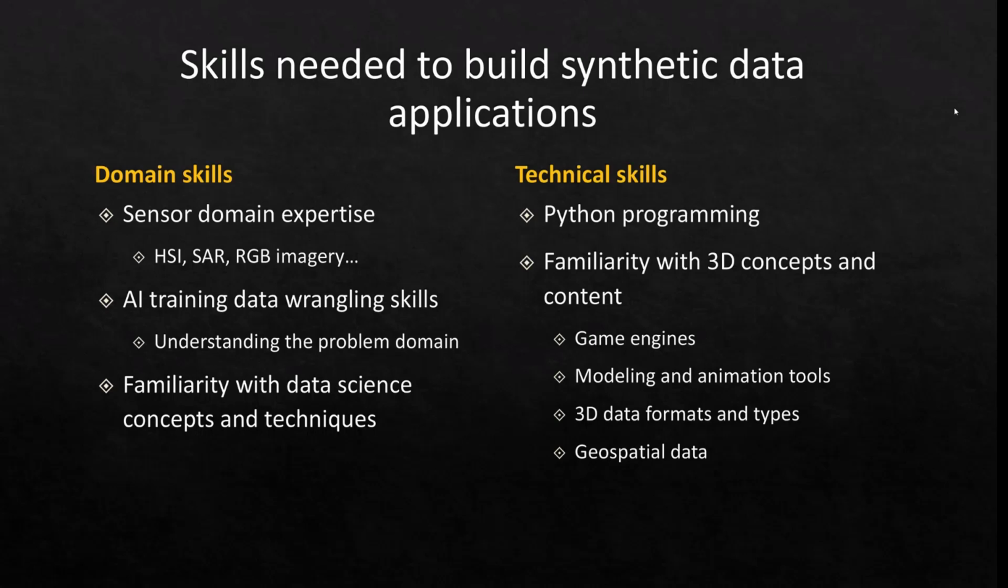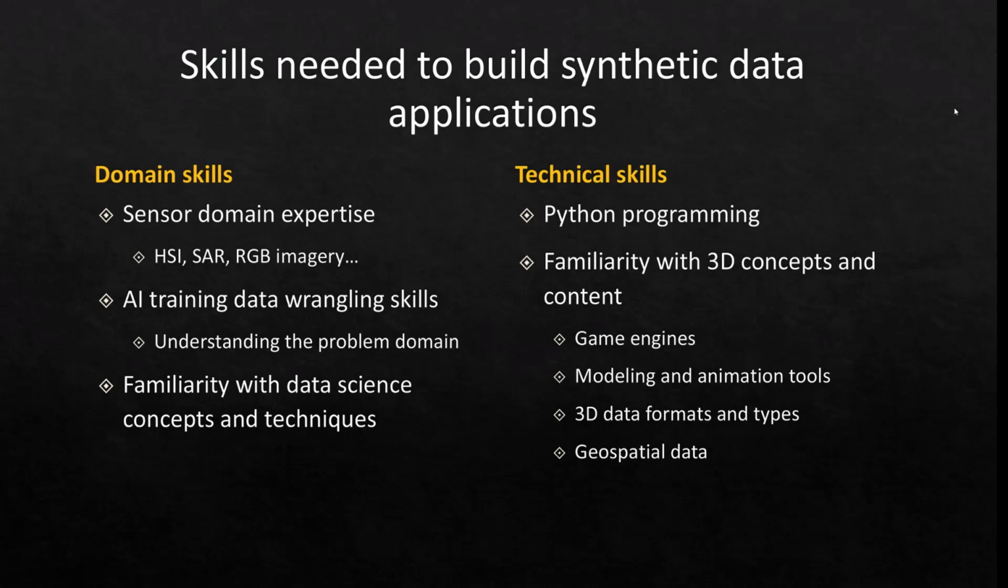The skills that we tend to run into being needed by customers to actually build synthetic data applications include things like having sensor domain expertise. So for example, we're seeing more demand for things like hyperspectral imaging, synthetic aperture radar, and even just classic RGB imagery in the remote sensing domain. Some folks will definitely need to have AI training data wrangling skills. They'll need to be able to understand things like how to compare data sets and then how to even mix and match synthetic data sets with real data sets, all focused on a specific domain problem.